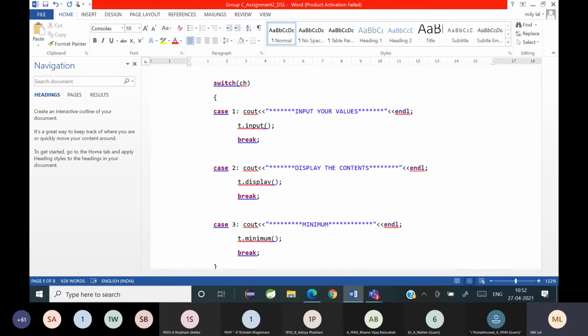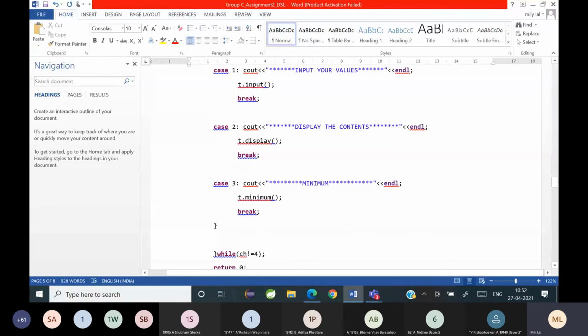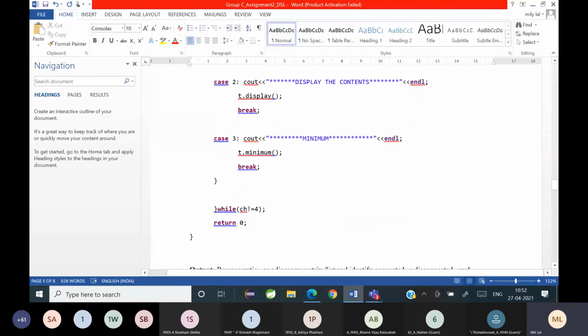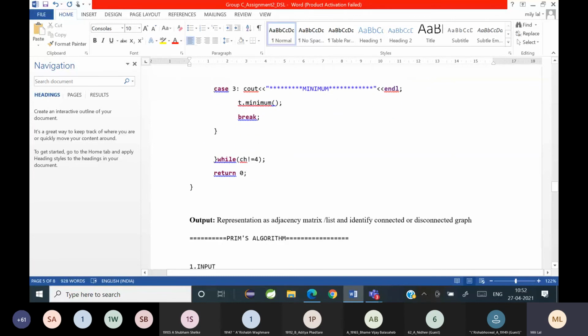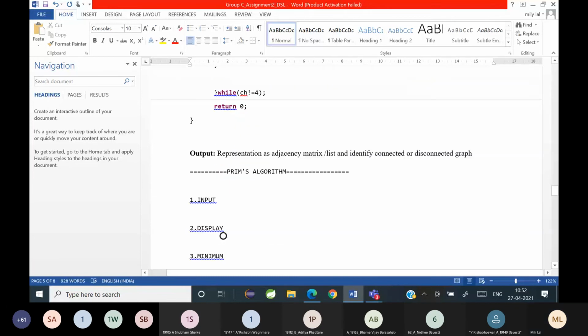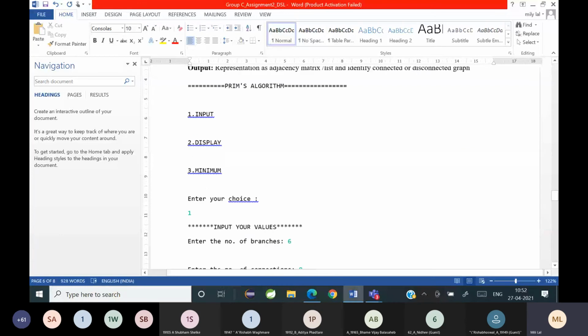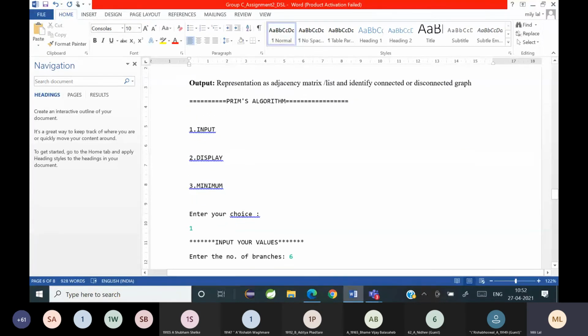If it is display, you're calling object dot the display function. And if it is minimum you want to find, you're calling object dot minimum function. So this is how your output will look like. You're getting the output like this: input, display, and minimum.